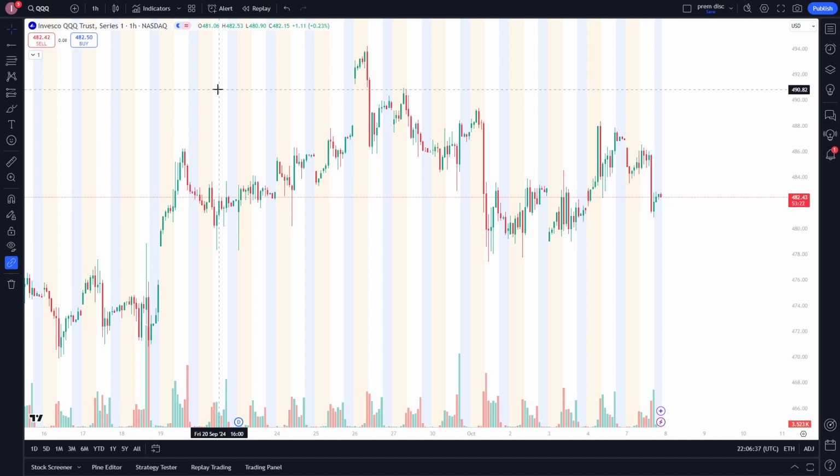Today, we are going to be going over the power of three: accumulation, manipulation, and distribution. This can go hand in hand with premium and discount, give you more confluence and probability to your setups. So, what is the power of three? As I said, it is accumulation, manipulation, and distribution.